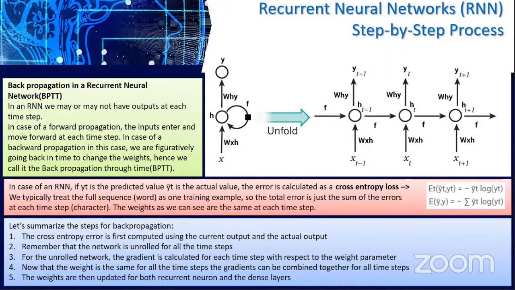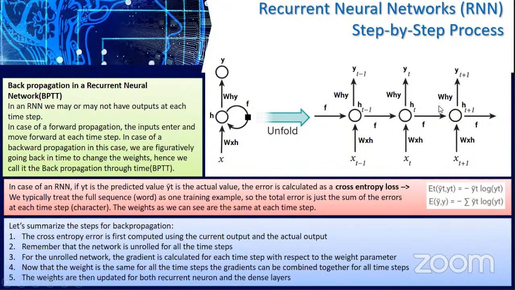So this is how RNN works. Now in this part, people usually ask a question: how does RNN do backpropagation? As far as forward propagation is concerned, it is easy to understand because you give a character H, the recurrent neuron learns, gives it to the next, and so on. Now in case of backward propagation, we have to change the weights.